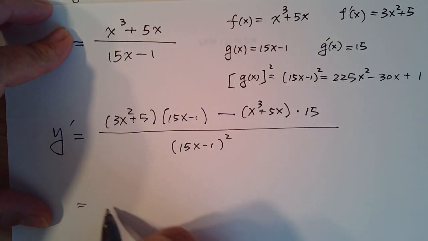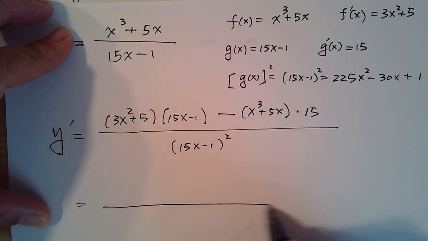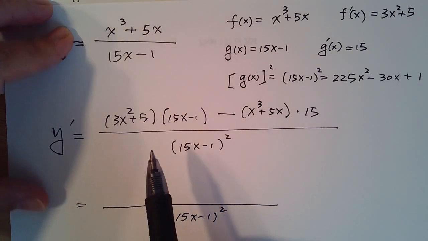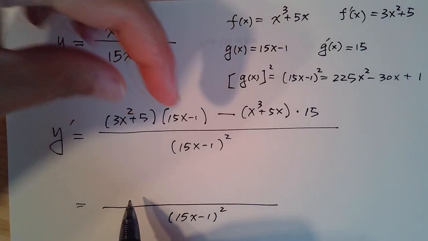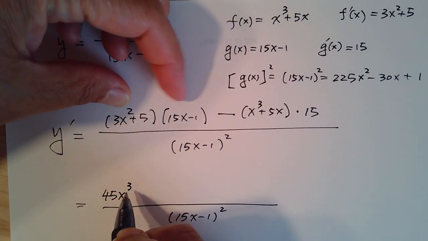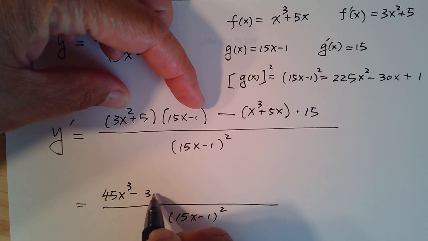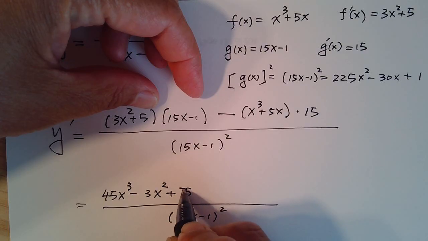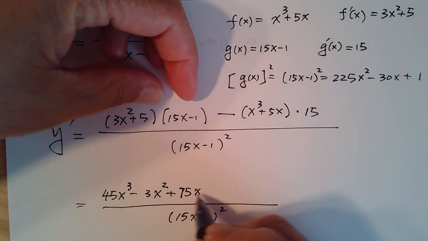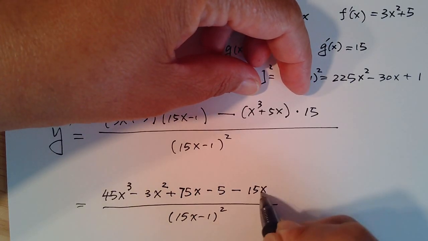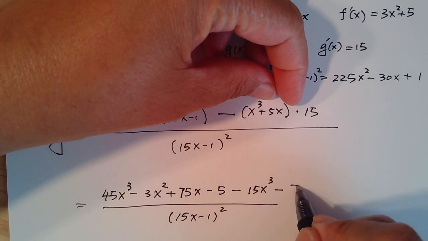So I just take very quick time. The denominator, you can just leave it like that because we might be able to simplify this later. We don't know yet, so I just keep it. If you keep it this way, that is fine. So the numerator, we use the distributive property, FOIL. So I get 45x to the third minus 3x squared plus 75x, because 5 times 15 is 75x, minus 5. Go ahead. Minus 15x to the third minus 75x.